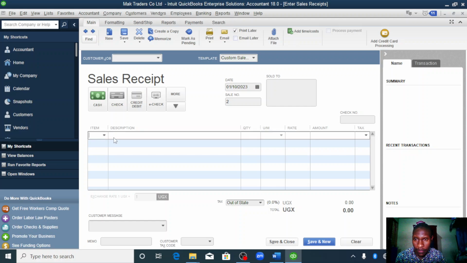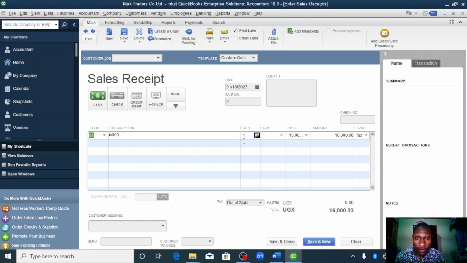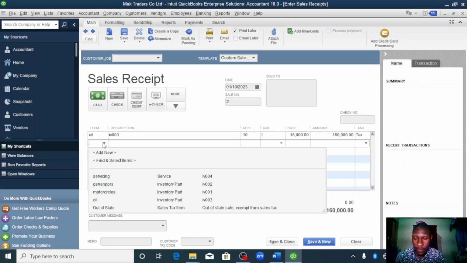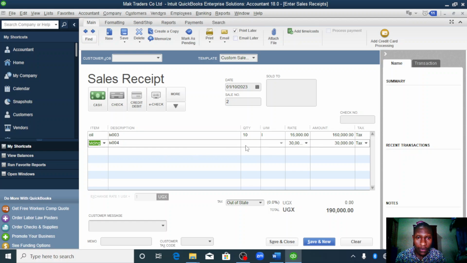We come here on item. They are telling us engine oil, 10 liters of engine oil. We click on oil. We update the quantity, that is 10. Then we add on another one, that is serviced 5 generators. We come on servicing, then we put here 5. Then we save and close.